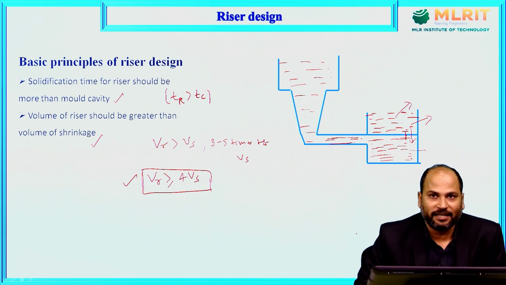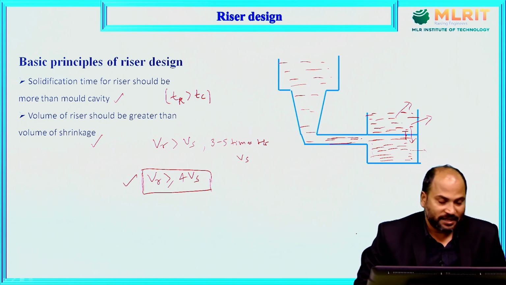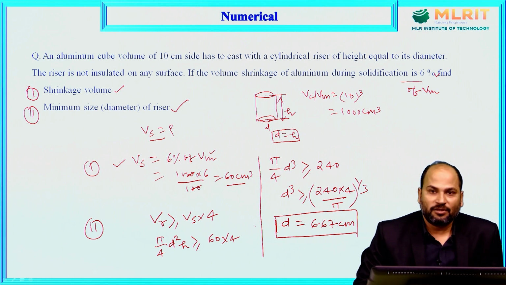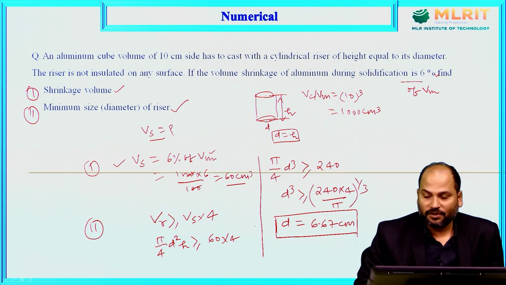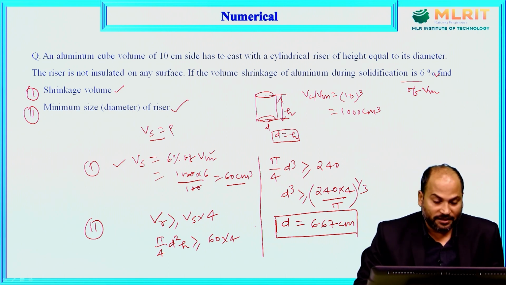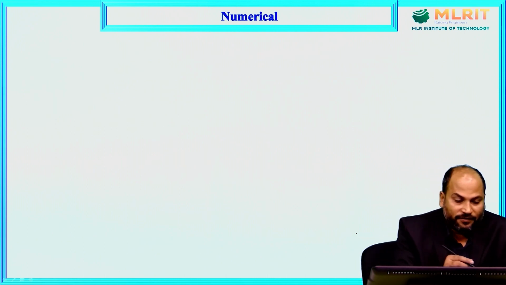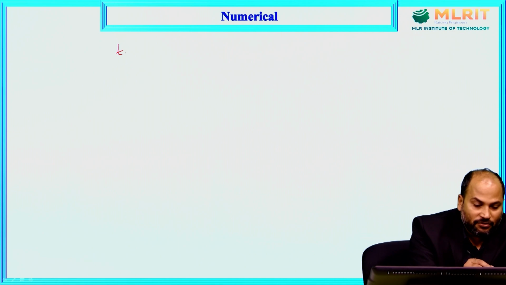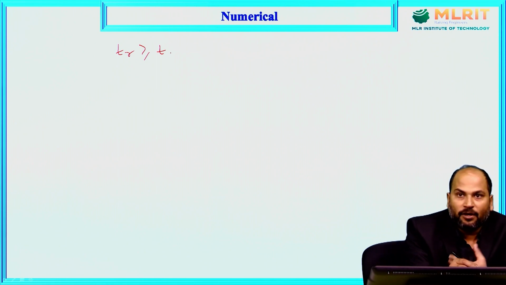If both criteria are satisfied simultaneously, then and only then will that value be appropriate for this particular case. So we will check this first criterion also, and then we will come to the conclusion about the minimum diameter or minimum size of the riser. For that we will have to find the solidification time. We know the formula for the solidification time; in further lectures, of course, we will come to this. For the time being, I am writing solidification time for the riser, which should be greater than or equal to the solidification time of the mold cavity. I am writing C for this one.